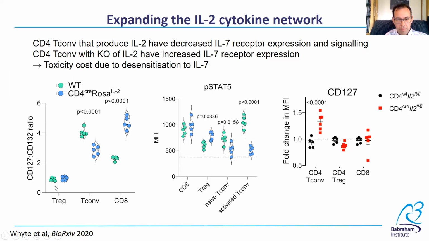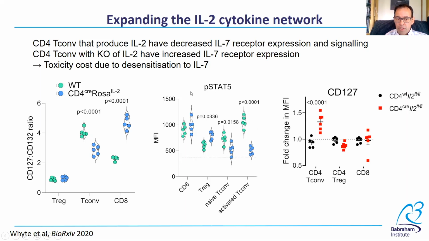And what we've got here on the first panel are wild type cells, or cells that are making IL-2. And the conventional T cells, the CD4 conventional cells that are making IL-2, these cells actually have a lower level of IL-7 receptor, whereas for CD8s, their IL-7 receptor is actually going up.